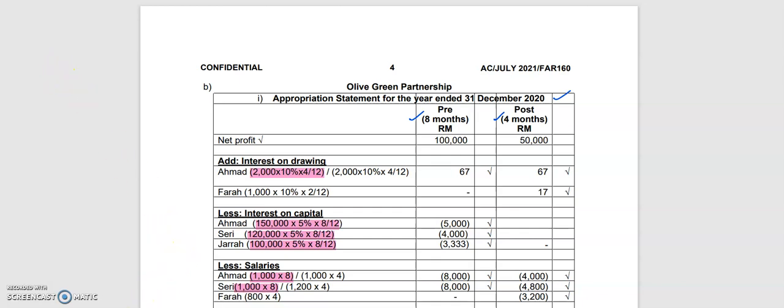Okay, class. So let us continue to prepare the appropriation statement for the post period. Yeah. So we start with the net profit. Okay, net profit is 50,000. Do you know how to get 50,000, class?